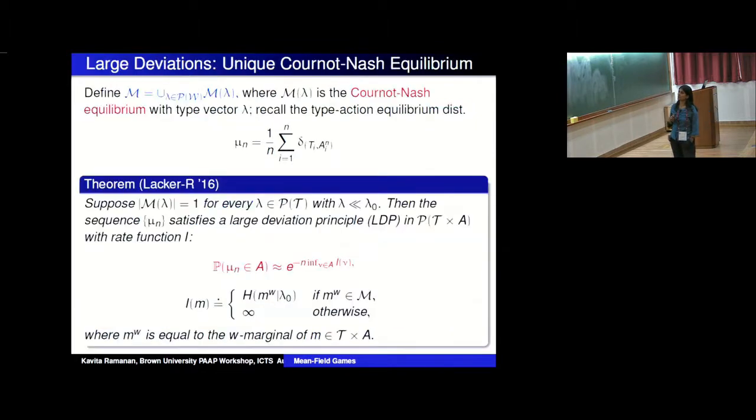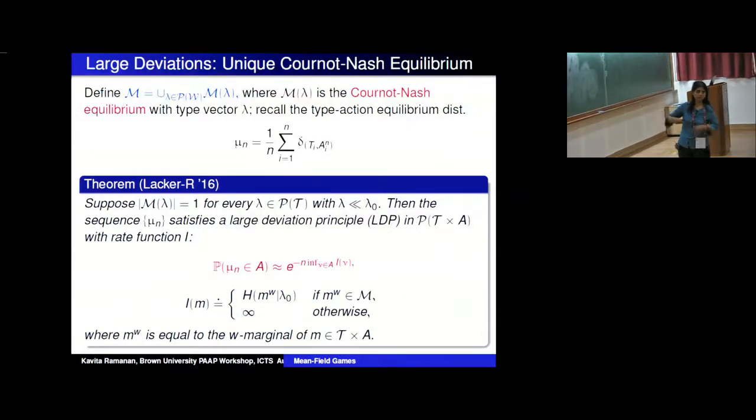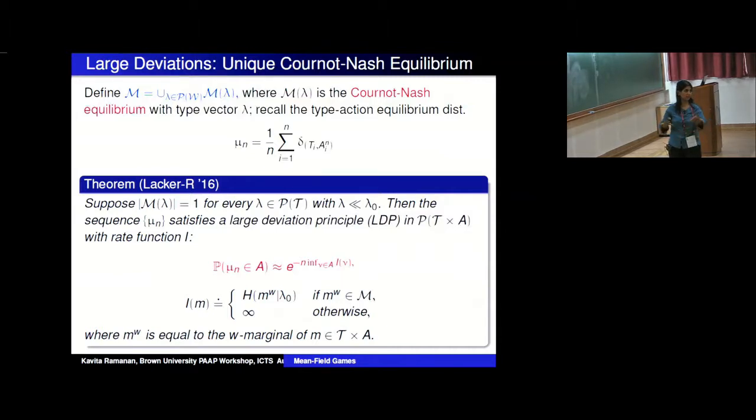Okay, so what do we have? Now we define M. Remember, M lambda was the Cournot-Nash equilibrium associated with a type distribution lambda. And now I'm taking M to be the union over all, this should be T, of all possible type distributions. I look at all possible Cournot-Nash equilibria that I could get for any type distribution. Okay, that's my M. And remember, this was the Nash equilibrium thing. So this is the first case.